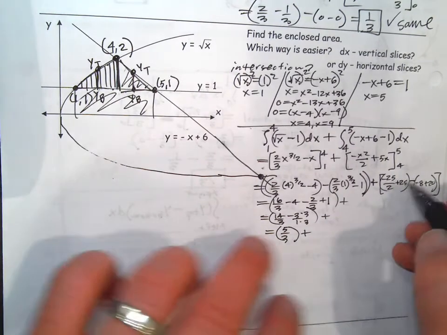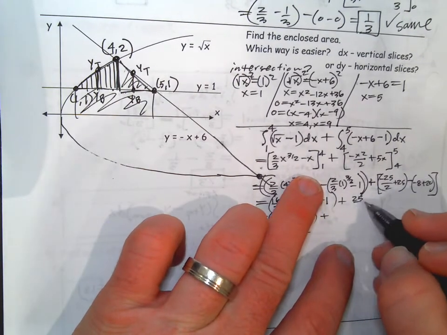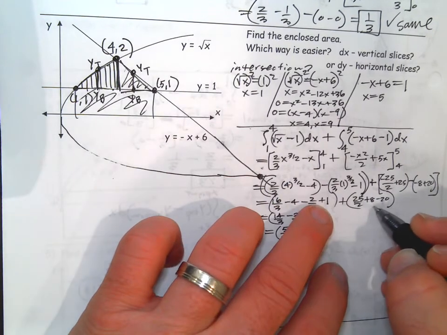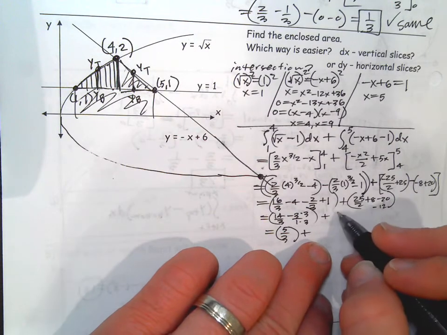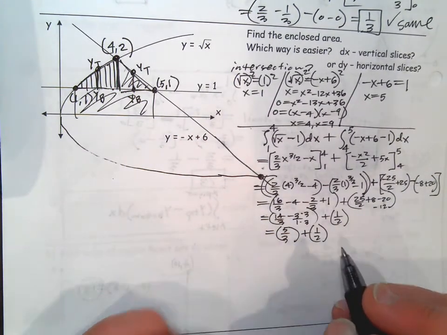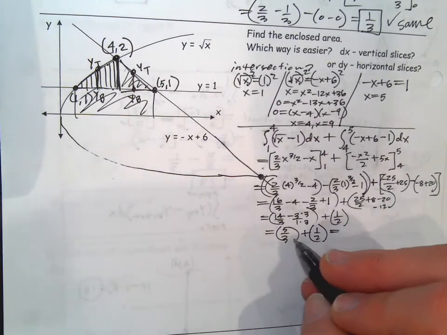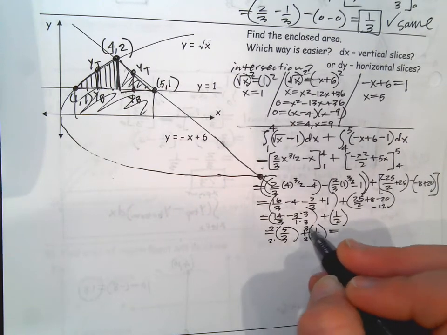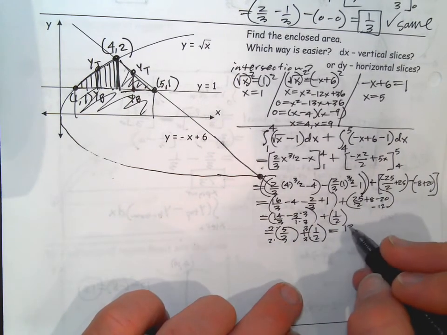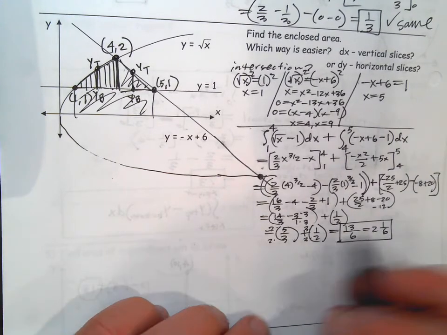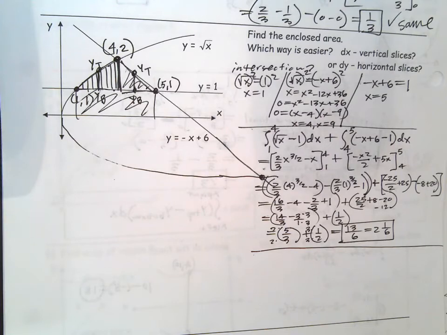The next one, this is going to be positive 25/2 plus 8 minus 20. So it's going to be negative 12, negative 24. It's going to be positive 1/2. Right? And the least common denominator would be 6. You get 10 plus 3 is 13 over 6, or 2 1/6. So that's the answer. That's the area between those three curves. Okay, so that's one way we can do it.